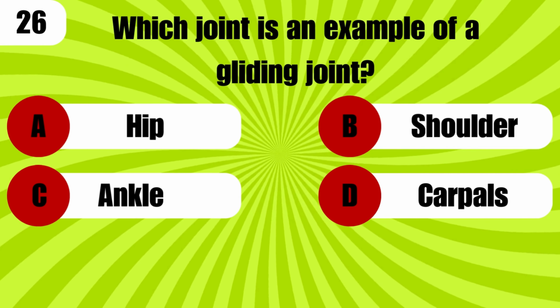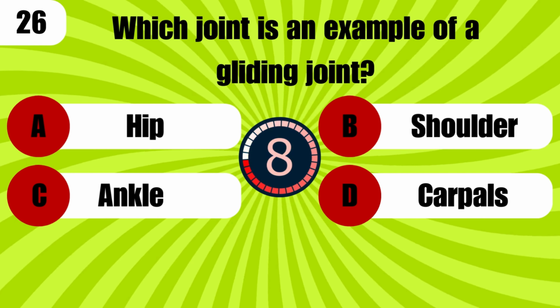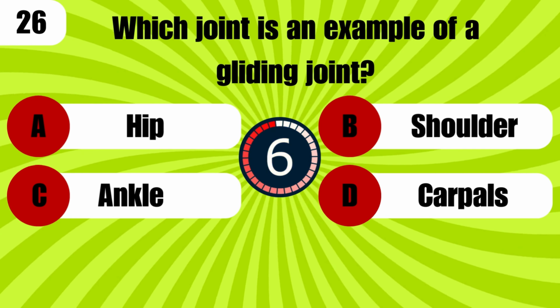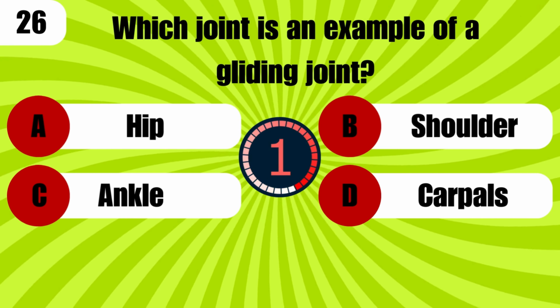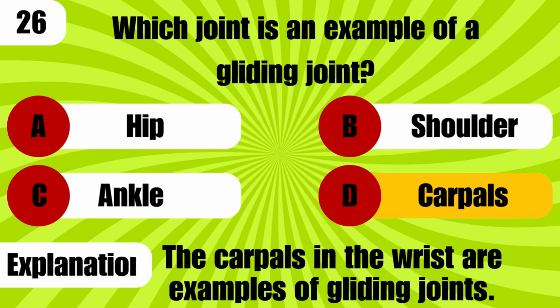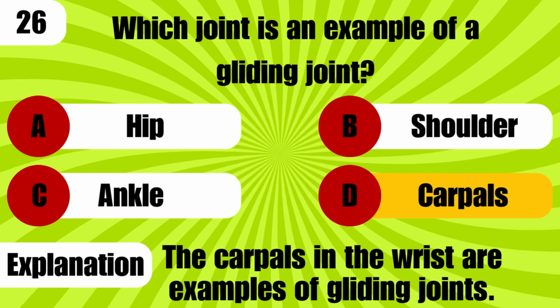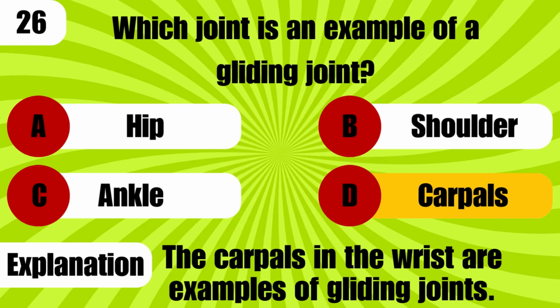Which joint is an example of a gliding joint? Option A hip, option B shoulder, option C ankle, option D carpal. The right answer is carpals. The carpals in the wrist are an example of a gliding joint.